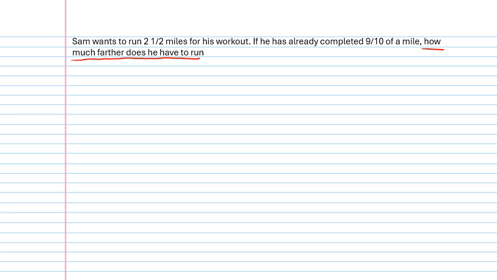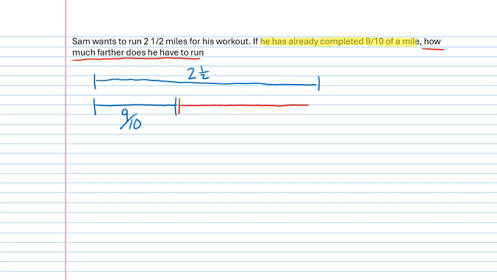So I'm going to visualize this problem with a very basic diagram. Let's say this is the whole 2.5 mile route, right? And he's already run some of it. He has already completed 9/10 of a mile. So this is 9/10 of a mile. Now the question is, how much further does he have to run? There's the question mark.